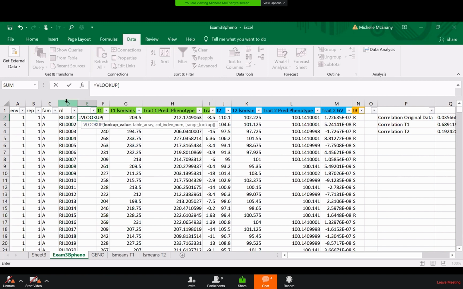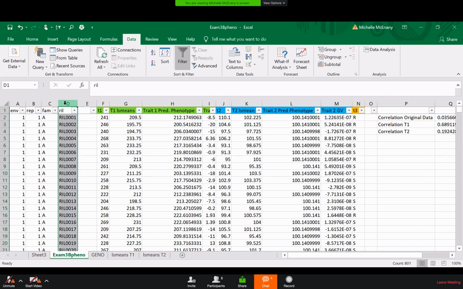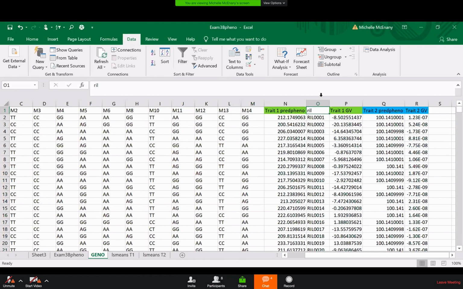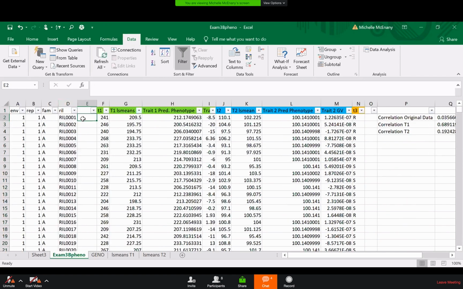No problem. So VLOOKUP, highlight the column. First of all, you need to have the same column you want to bring data in your other tab. So we're going to match off this RIL. In my Geno file, I have RIL set up, and then the trait that I want to bring in next to it. So it's like how we do match update where you have two identical columns. Yes.